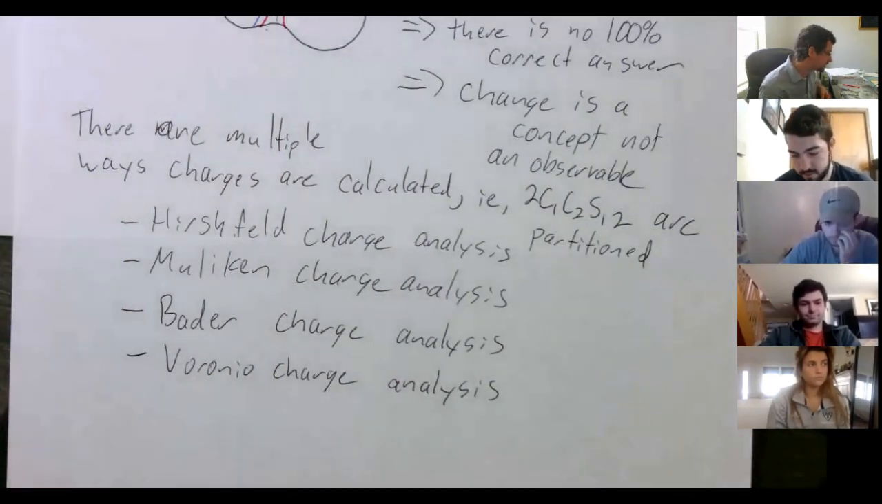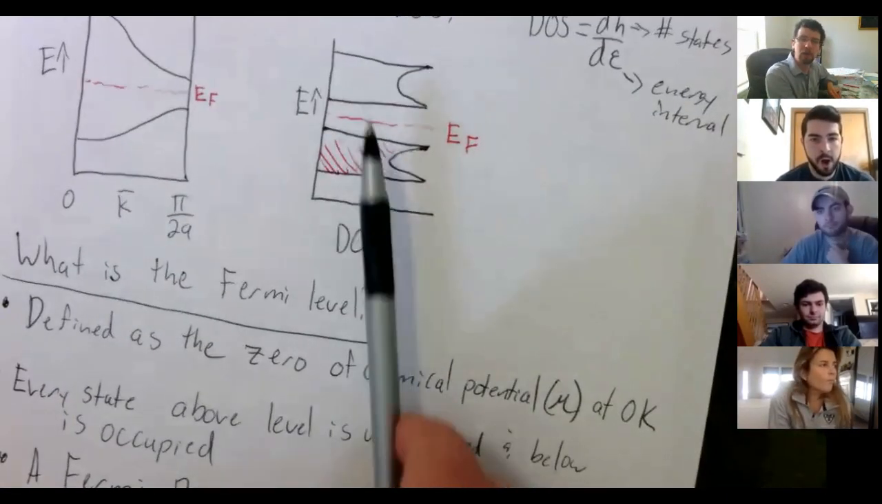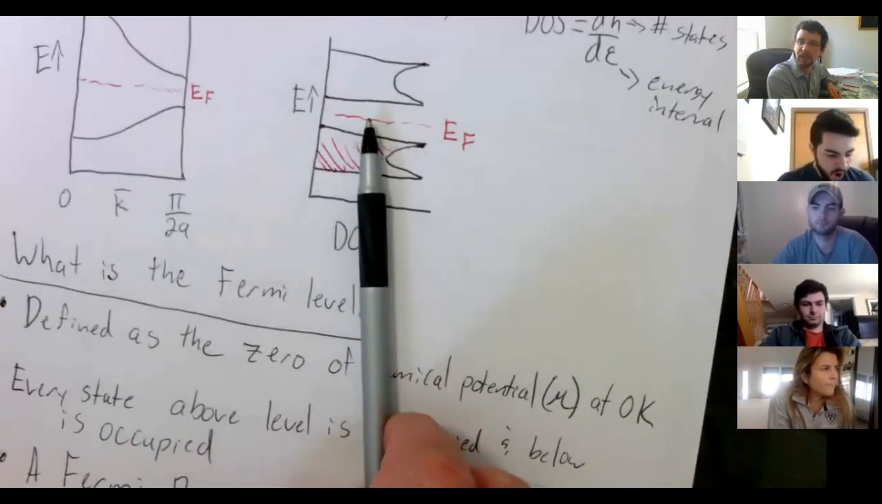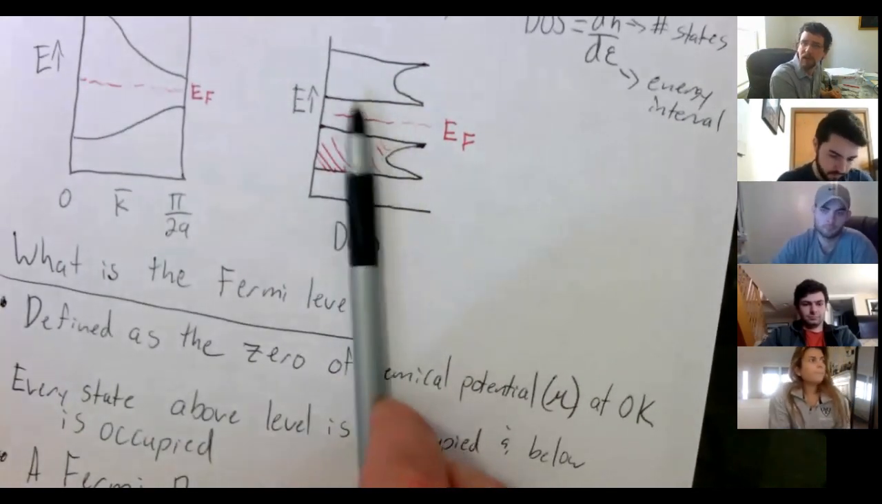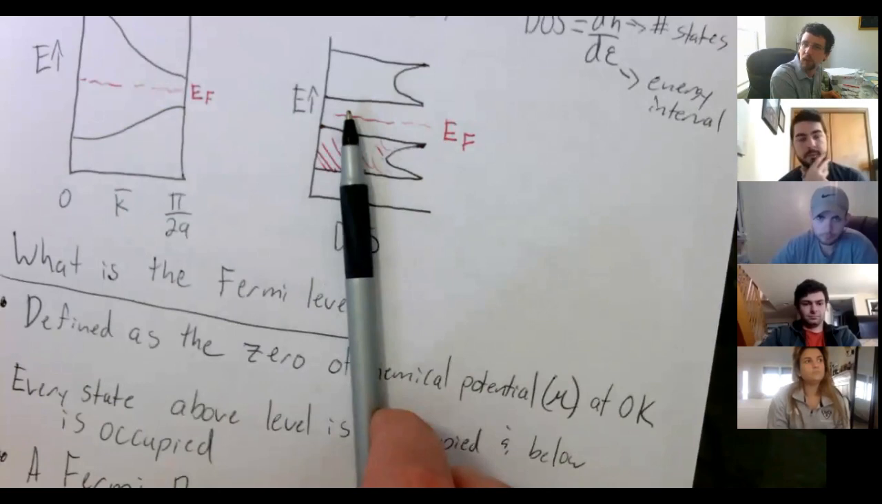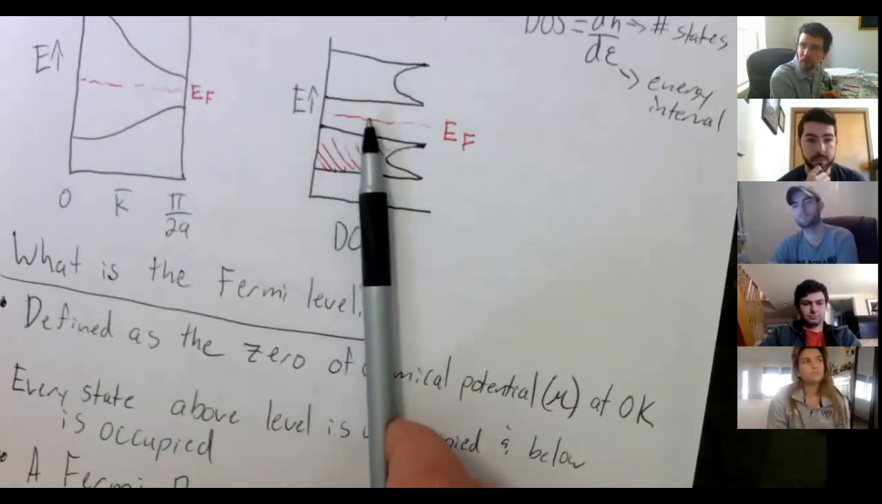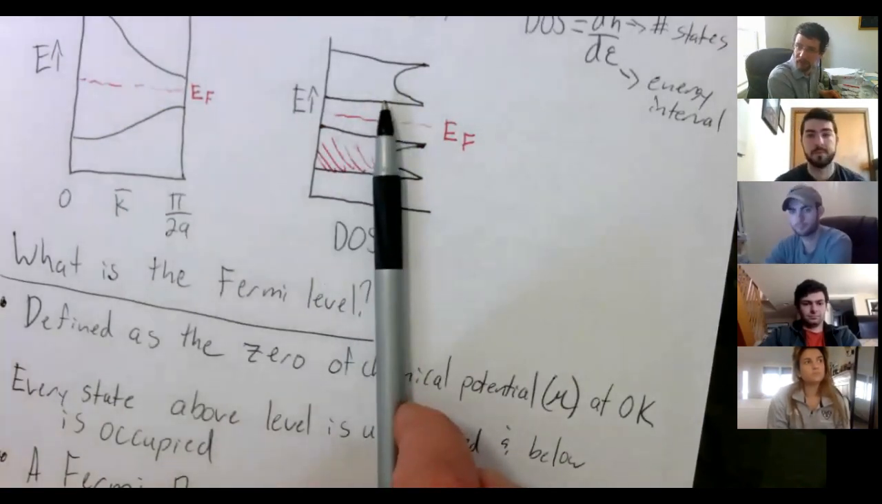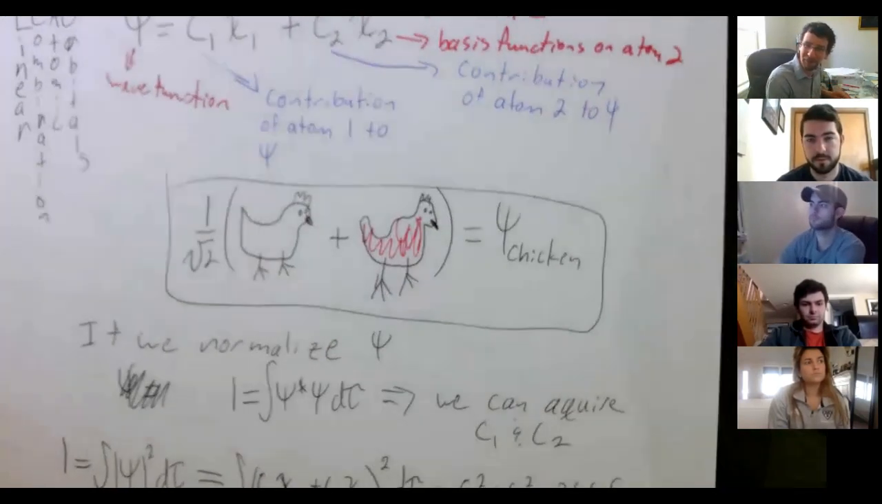Okay. So next time, we'll go back to PDOS and we'll talk about how do we partition this to get more useful information. What contribution does that first atomic orbital have, and which contribution does that second atomic orbital have?